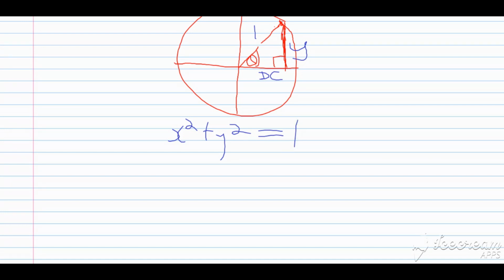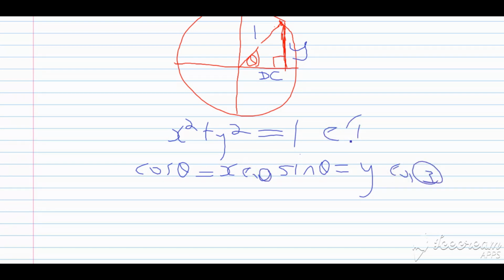Let us bring the angle into play now. If I find the cosine of theta, the cosine of theta is equal to x over 1, which is still x. The sine of theta is equal to opposite over hypotenuse, so sine theta is equal to y. Now let us call this equation 2, equation 3, and equation 1.